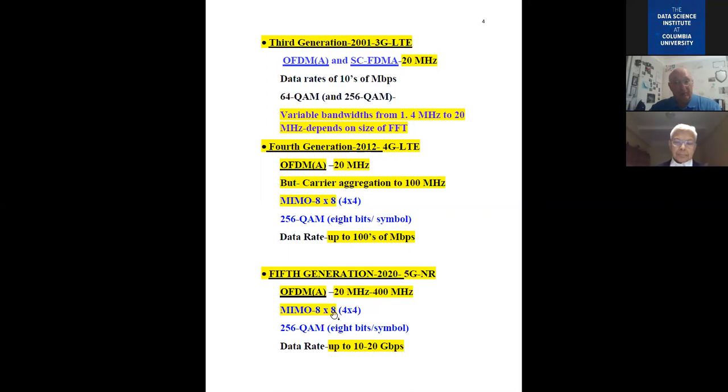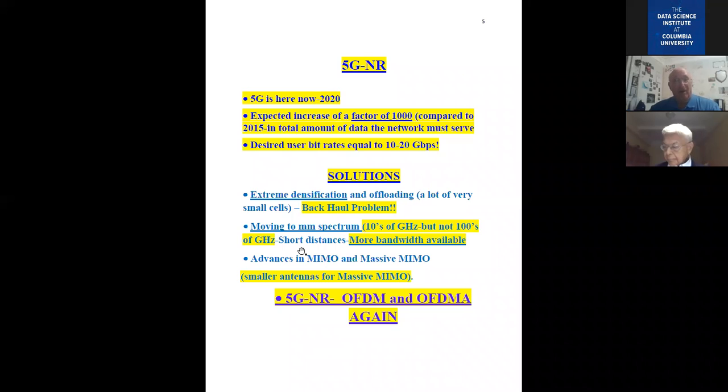Again, talking about using MIMO, and using QAM signals up to 256 QAM. But here we're talking about data rates of 10, 20 gigabits per second. That's 5G, which is coming into use right now, 2020, in different places throughout the United States and throughout the world. The idea was to get these tremendous bit rates, 10, 20 gigabits per second, to try and satisfy many, many, many users.